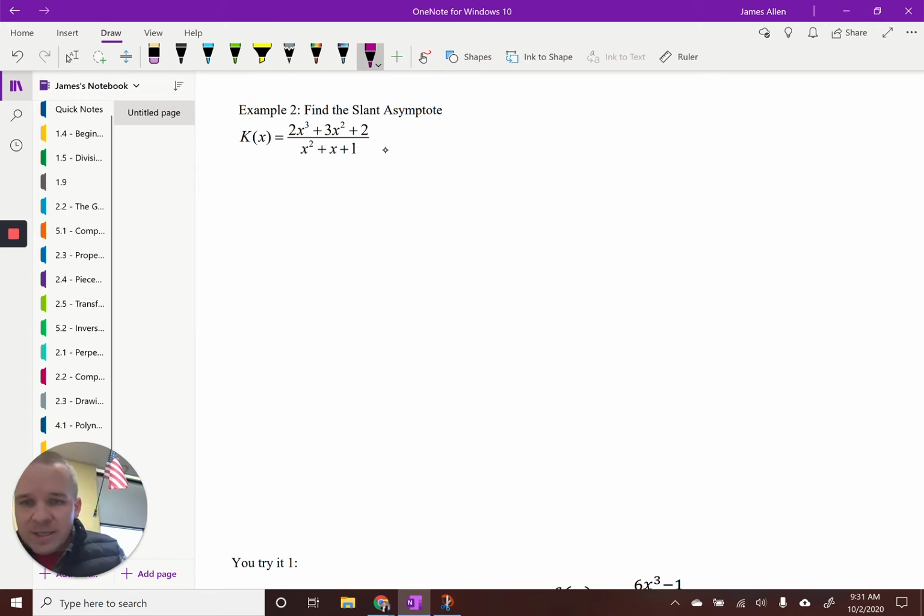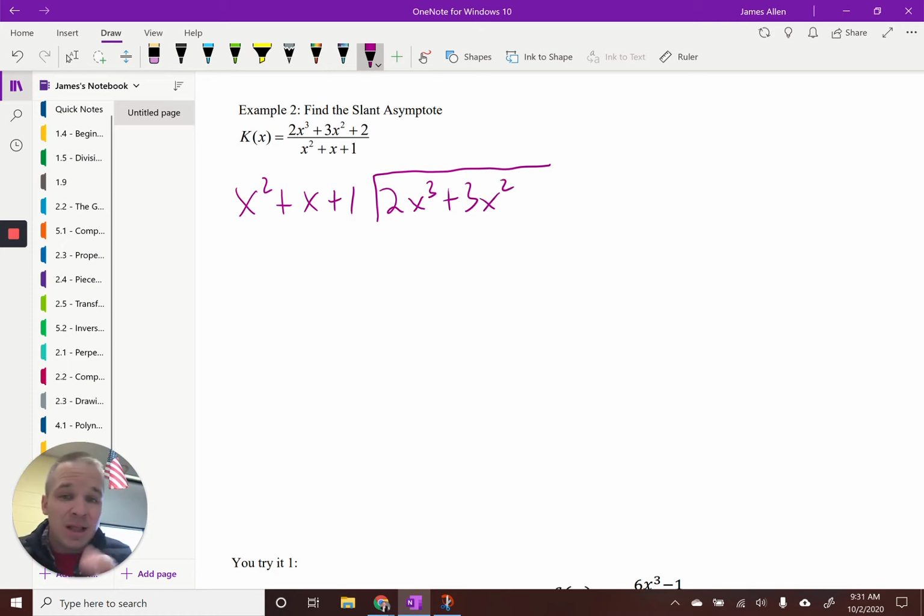So when I set this up, I'm going to have x squared plus x plus 1, and then inside we're going to have 2x cubed plus 3x squared. I am missing my linear term, so plus 0x plus 2. Now the nice thing about these problems is we get to stop early. We don't have to fully long divide. You'll see why here in a sec.